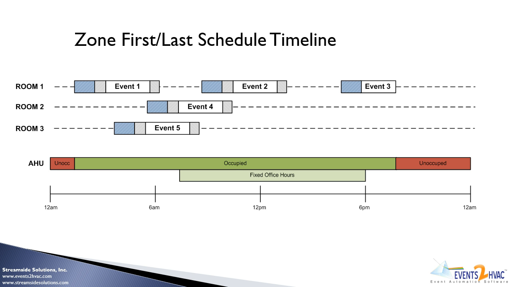An alternative method of scheduling the zone is to use the zone first-last schedules. This method takes the first scheduled event and the last scheduled event for each day to determine the occupancy of the zone. This diagram shows the dynamic occupancy of the zone based on the actual events occurring for the day. Also shown is the typical fixed occupancy period for office hours. E2H can adjust around the base office hours schedule and handle events before and after normal hours.